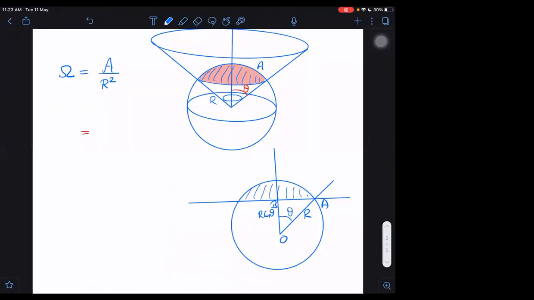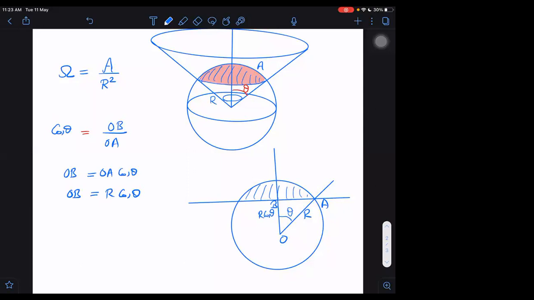In triangle OAB, OB is equal to r cos theta. You said that you know the basics, so I'm not telling what cos theta is. You can tell me: cos theta is OB upon OA, adjacent side by hypotenuse. Therefore OB equals OA into cos theta, so it is r cos theta. OB in the diagram is r cos theta.